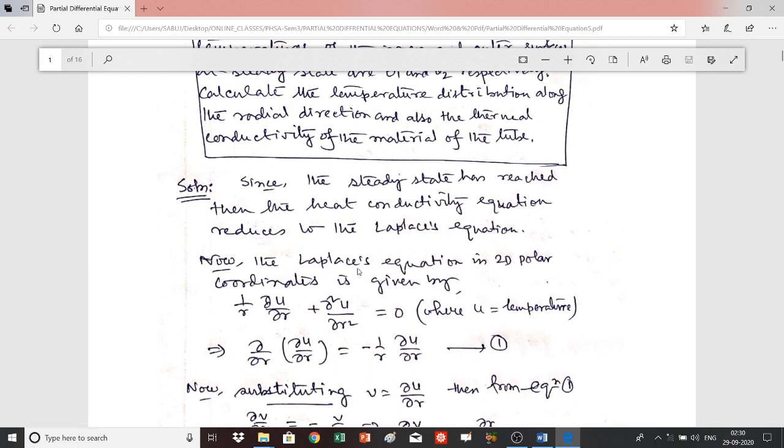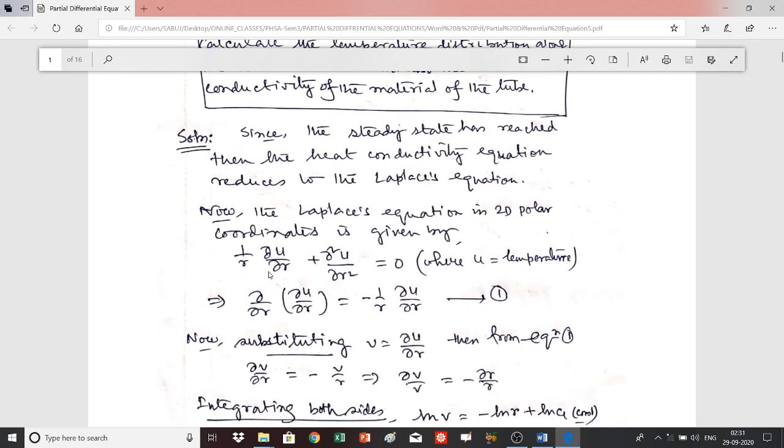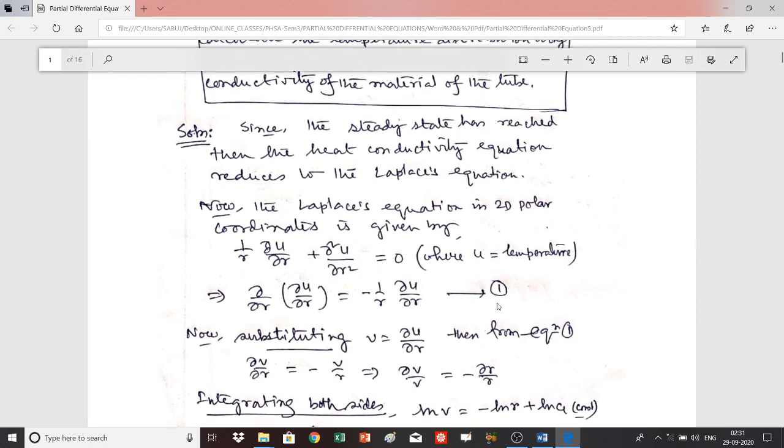In this case it is 2 dimensions, so the Laplace equation in 2-dimensional polar coordinates can be written as 1 by r del u del r plus del 2u by del r square, that is equal to 0, where u is equal to temperature, because the steady state has arrived. So from here you can write del by del r of del u by del r, that is equal to minus 1 by r del u del r. This is equation number 1.